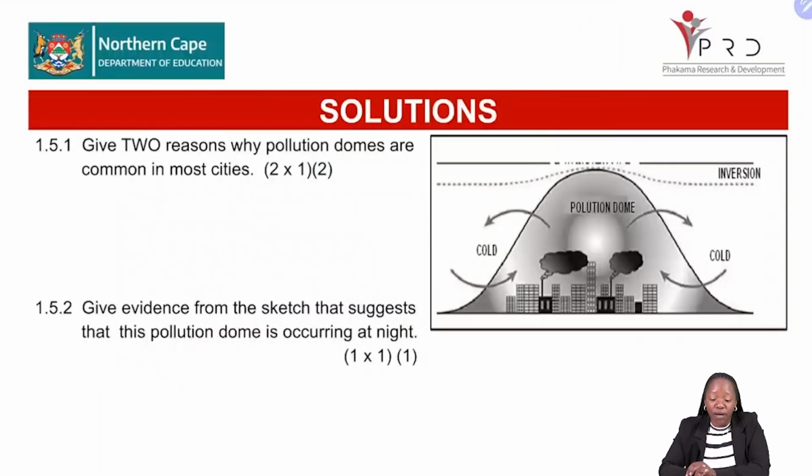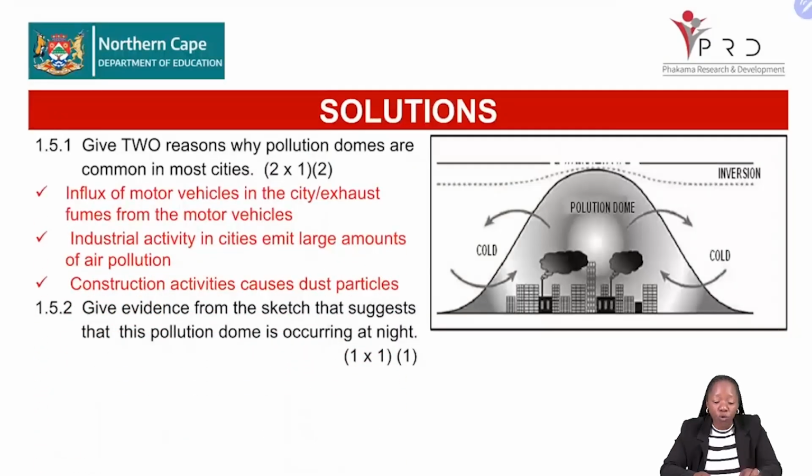Right, Grade 12, I believe we are all done. So with our corrections, figure 1.5.1: you give 2 reasons why pollution domes are common in most cities. In most cities, you do understand that they have a lot of vehicles. Because of the emissions that are being released every day, there is an influx of motor vehicles, it means there are so many cars in the urban cities, as well as the exhaust fumes from the motor vehicles.